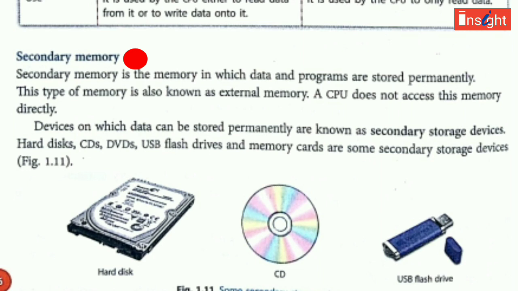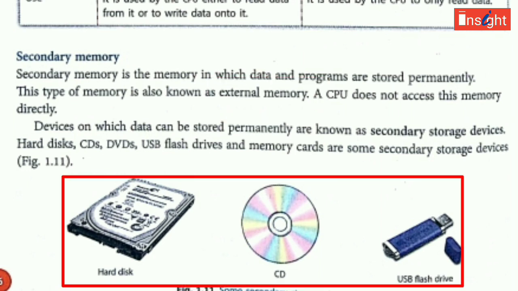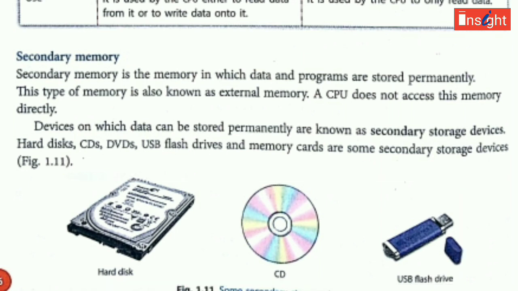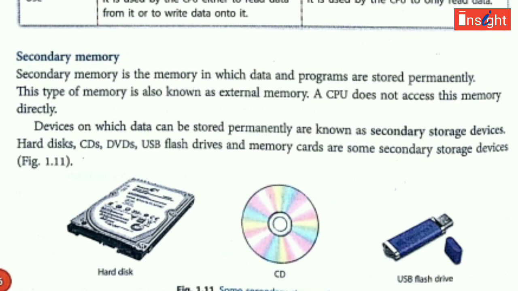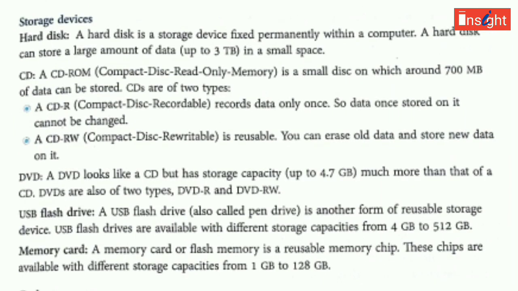Now we'll discuss secondary memory. Secondary memory is the memory in which data and programs are stored permanently. This type of memory is also known as external memory, like your hard disks, CDs, USB flash drives. These are all secondary memory or external memory. A CPU cannot access this memory directly. Now we'll discuss a few storage devices.